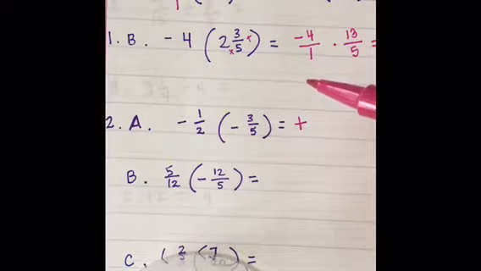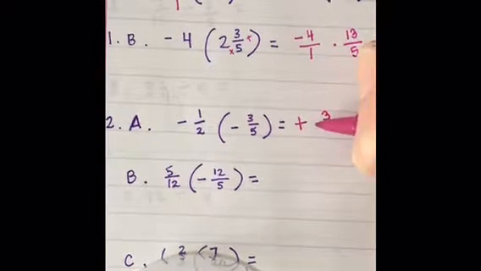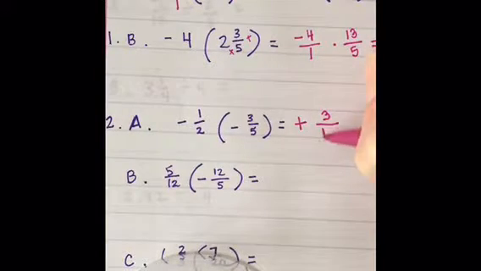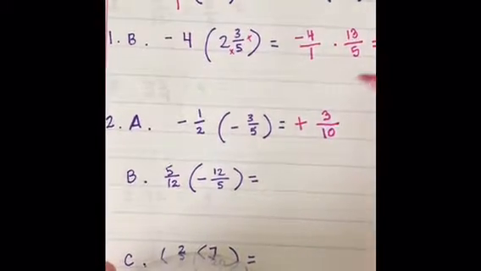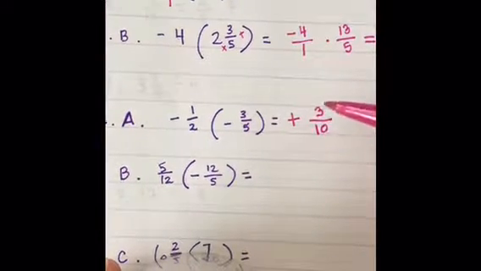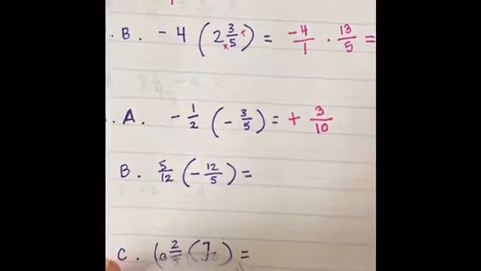And then simple multiplication. 1 times 3 is 3 across the top. 2 times 5 is 10 across the bottom. And this cannot be reduced. It is in its simplest form. Be sure if they ask you to put it in simplest form that you do that. But there is no common factor that goes into both of these to reduce it.